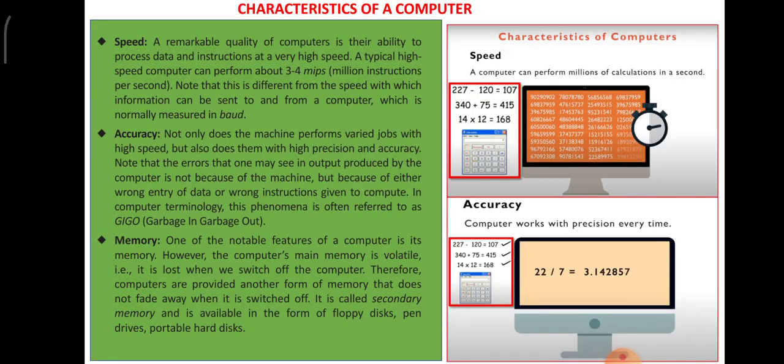Yeah, here. Characteristics of a computer. There are many characteristics. We will go through one at a time. Speed. A remarkable quality of computers is their ability to process data and instructions at a very high speed. A typical high-speed computer can perform about 3 to 4 MIPS, which is million instructions per second. So in a second, a million instructions can be performed.